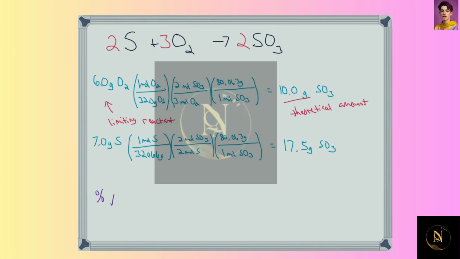Now that we know the theoretical amount, we can calculate percent yield by taking the amount we actually got, 7.9 grams, dividing by the theoretical amount, multiplying by 100, and we get 79% yield for sulfur trioxide.